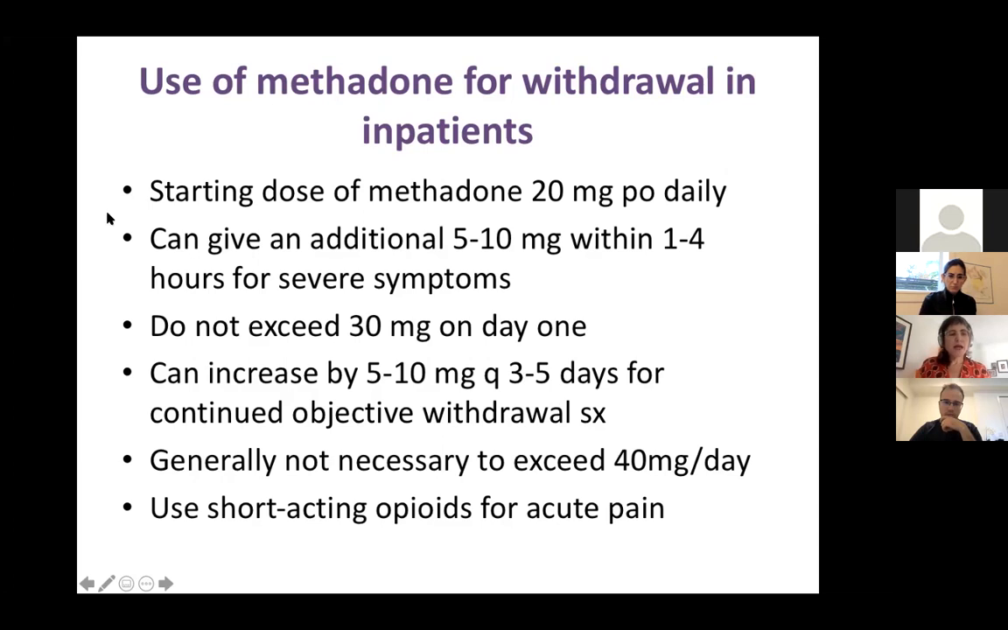And if somebody is having acute pain on top of their opioid withdrawal, then I do give them short-acting opioids in general. So why would somebody be on 80 milligrams or 100 milligrams of methadone as an outpatient, and I'm only saying you should give them 40 milligrams in the hospital?